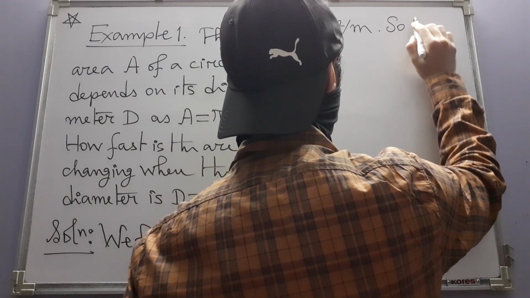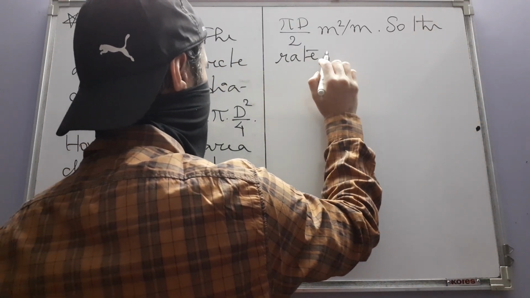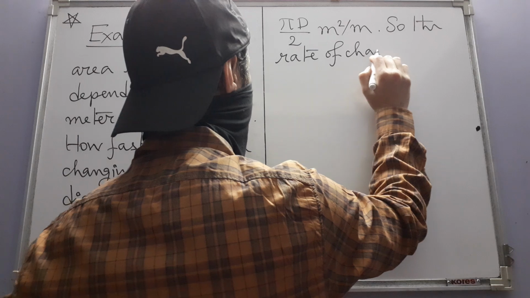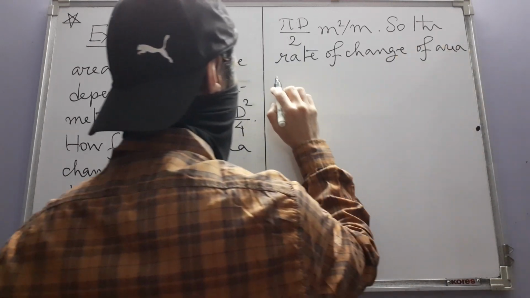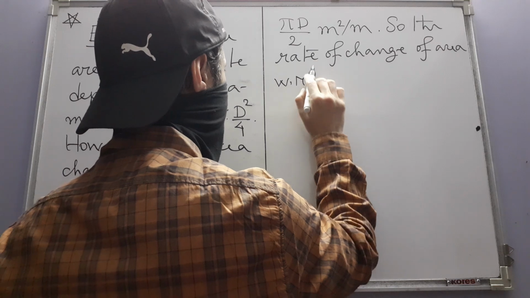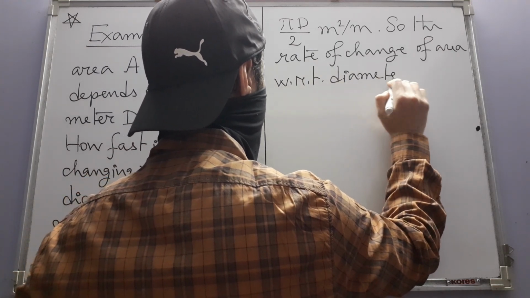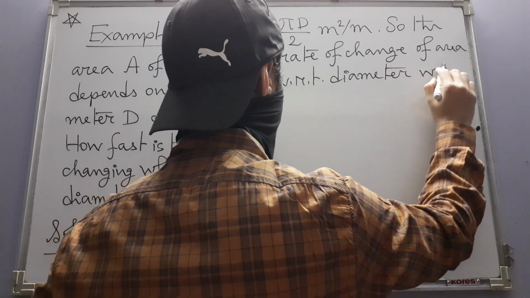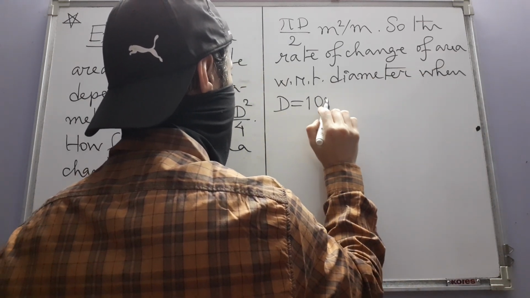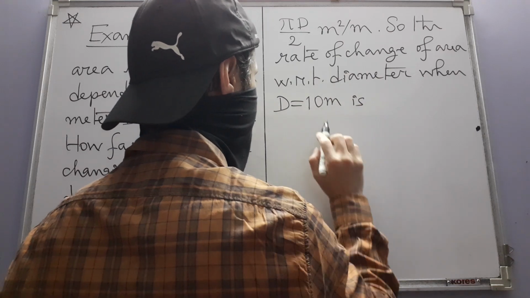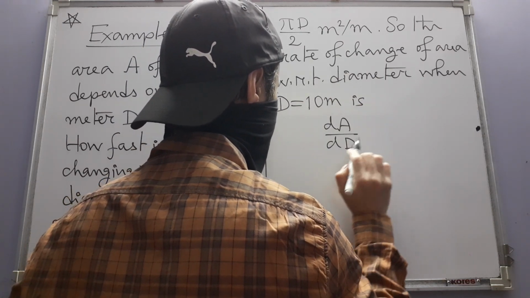So, the rate of change of area with respect to diameter when d equals 10 meter is this.